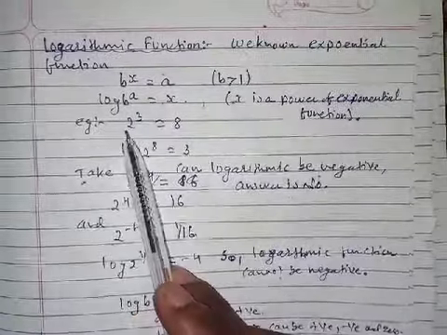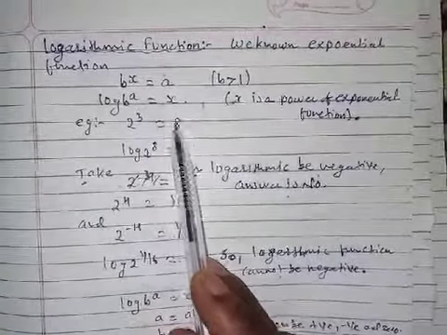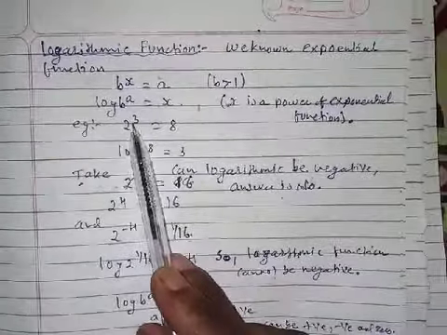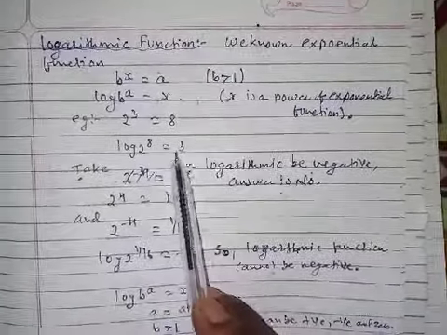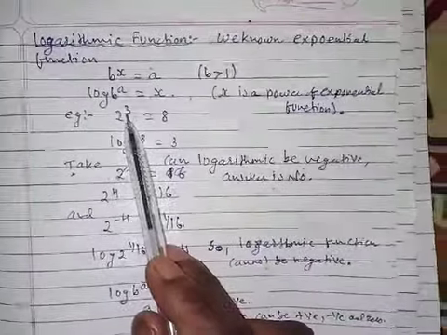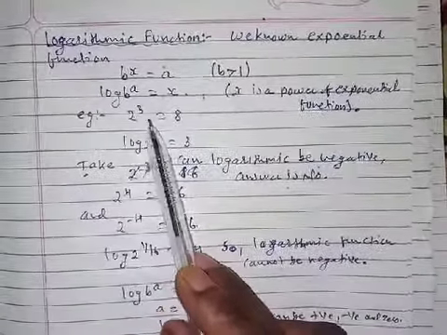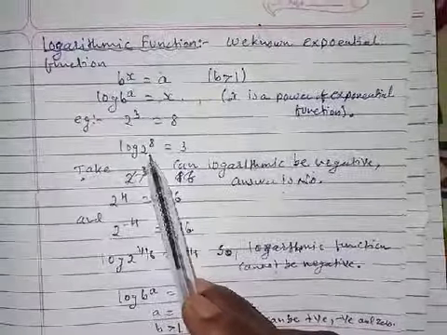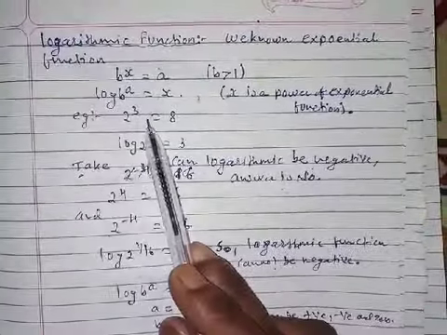For example, 2 raised to 3 is equal to 8. If you operate log, then log base 2 of 8 is equal to 3. What is 3 here? The power of an exponential function. Now the question arises, can the logarithmic function be negative or not? The answer is no. How?